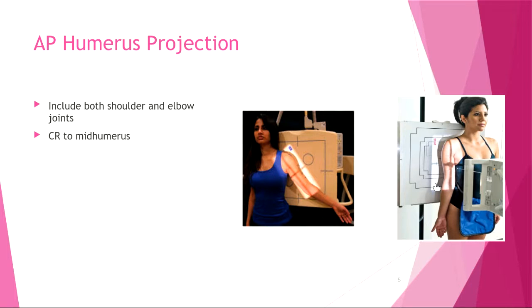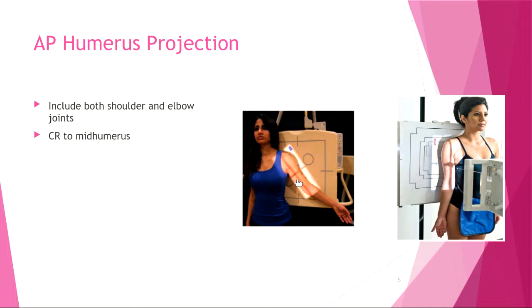Typically, it's a lot easier to have the patient abduct their arm I would say approximately this much. So I went and found this picture for you guys because typically when we do an AP humerus, this is more what it looks like versus this straight down by their side. So again, arm is abducted, the hand is supinated so that the epicondyles are parallel to the IR, and central ray is mid-humerus, which would be midway between the shoulder and the elbow joint.